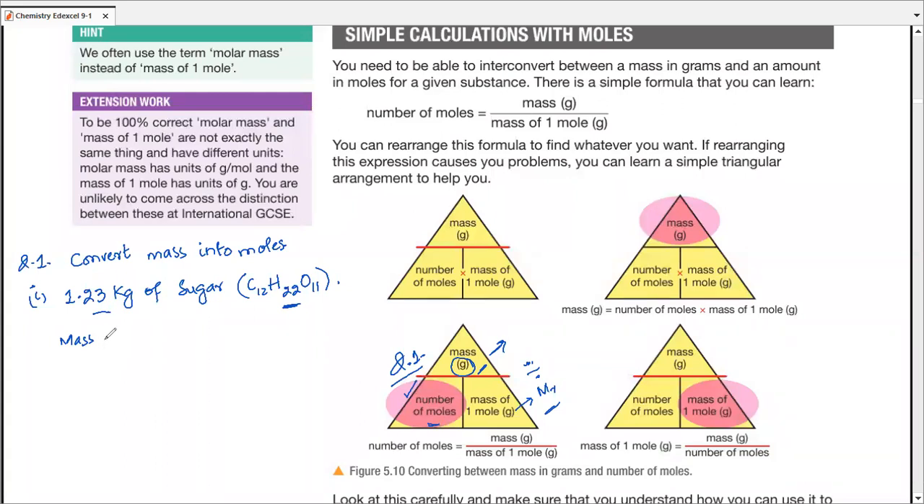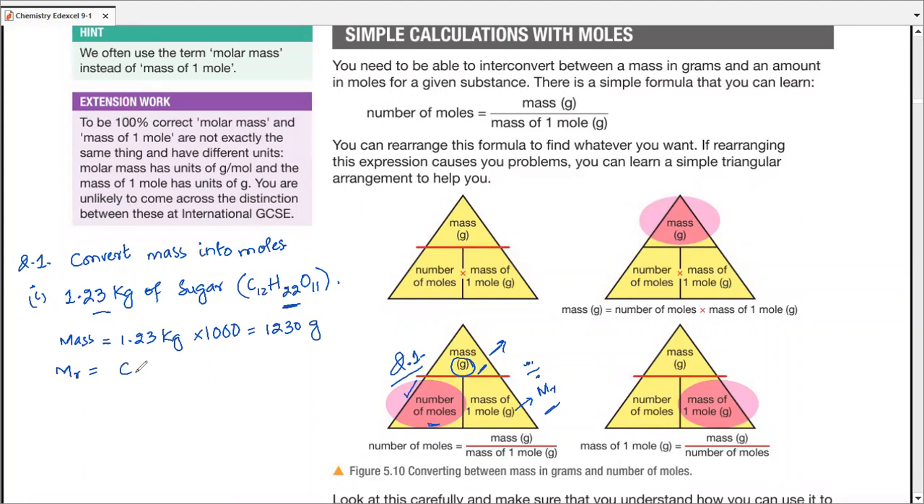Your first part of the conversion was that you took the mass of 1.23 kg, multiplied it by 1,000, and converted it into 1230 grams. Is that it? Yep. Your second part was to find the MR.